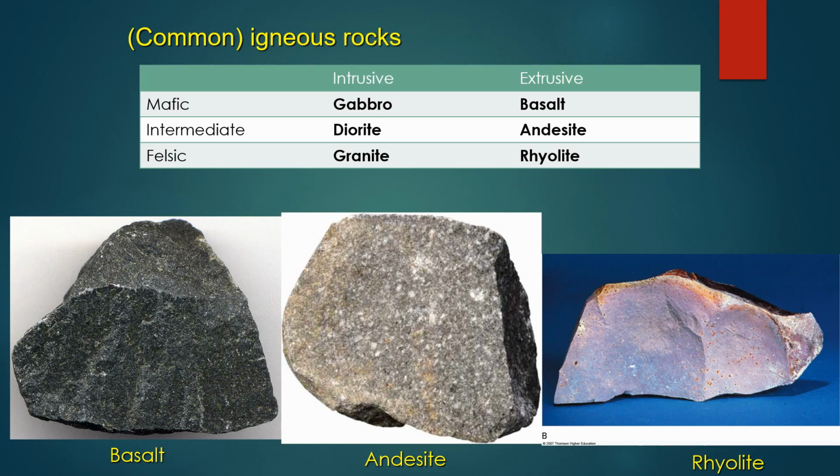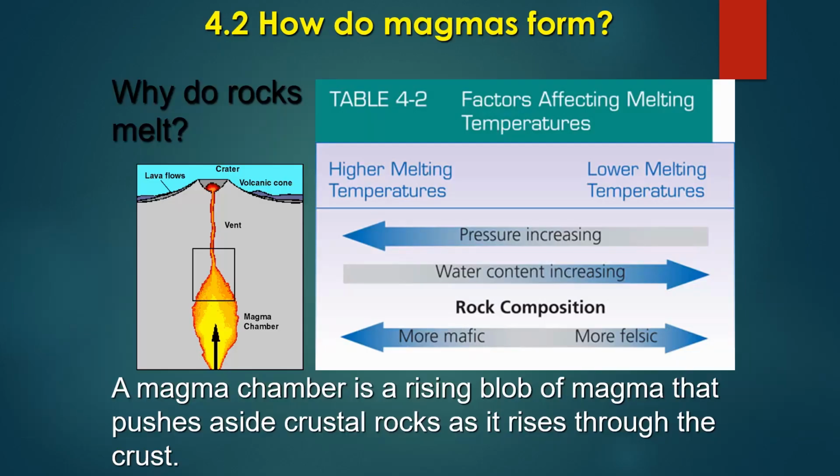Here are the names of common igneous rocks. Mafic intrusive rock is gabbro. Mafic extrusive rock is basalt. Intermediate intrusive rock is diorite. Intermediate extrusive rocks. Now let's see why mafic and felsic rock compositions are different.